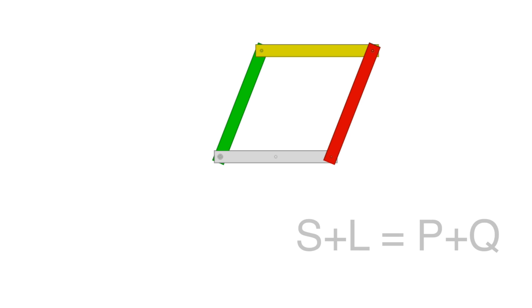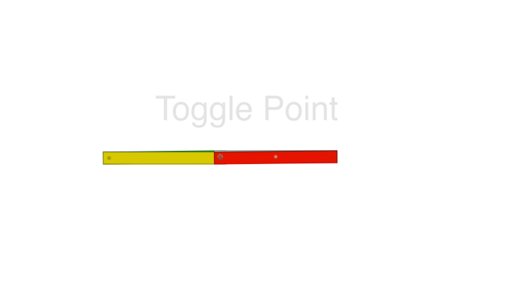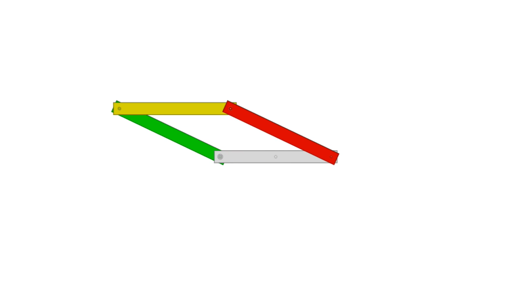So we want to look at the case of a class 3 kinematic chain now, where S plus L equals P plus Q. You can see that one case would be when the 2 shorter links both have the same length and the 2 longer links both have the same length. Really what you have then is just a parallelogram. But every 180 degrees in that type of 4-bar, you get to a point called a toggle point, where the 2 links are collinear, and they could either change direction, as you can see here.